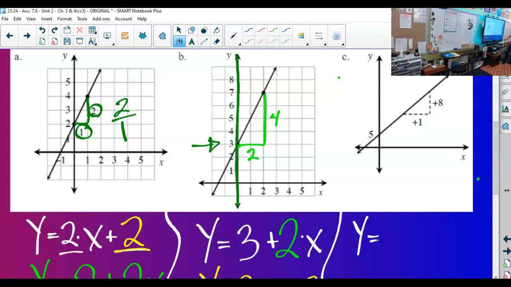I got y equals 8x plus 5, because 8 is the slope, as we can see right here. 5 is the y-intercept, as we can see right there. Any questions? 5. I'm so smart.